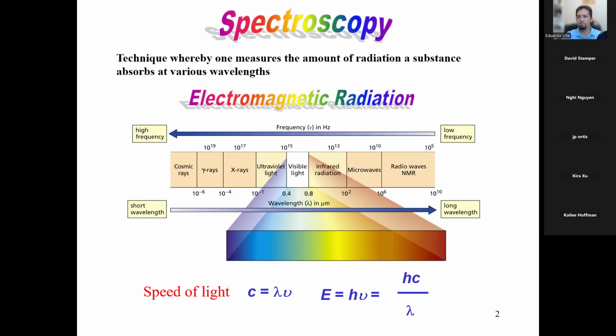This should be just basic, high school physics review. If you learn nothing else, you should always know, just like you know that the mitochondria is the powerhouse of the cell, you should always know that visible light is 400 to 700 nanometers. Everything above 700 nanometers is infrared. Everything below 400 nanometers is ultraviolet. So any questions about the slide before we move on?